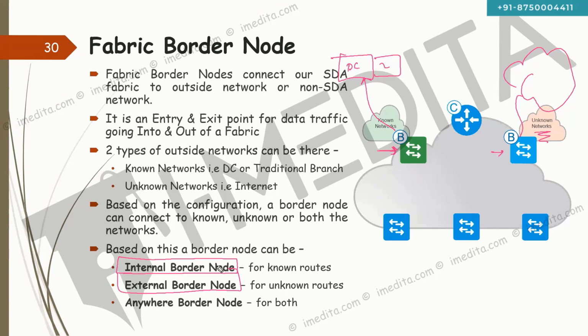And if we have configured this border node in such a way that it connects to both known and unknown destinations, then it is going to be referred to as anywhere border node. It is not necessary to have two different border nodes for two different roles. We can have one border node for both the roles as well.